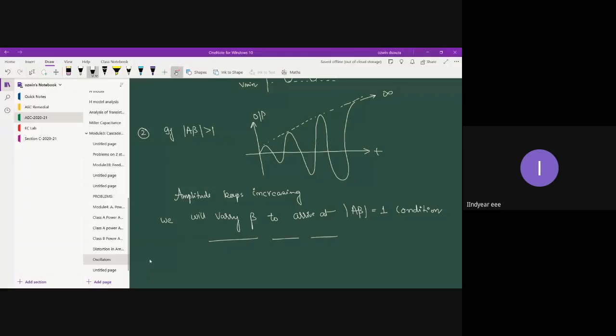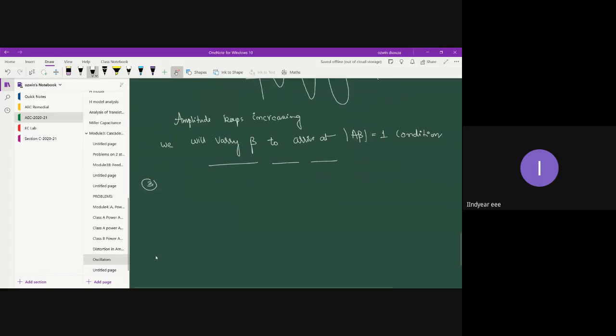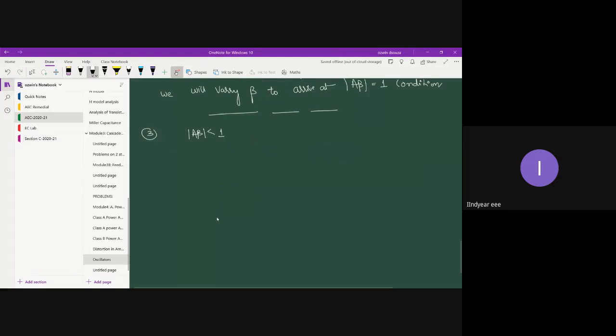Okay, the third condition is the opposite condition. What if mod A beta is less than unity? If mod A beta is less than unity, then your output will be of this kind. This is your output, since mod A beta is less than unity.